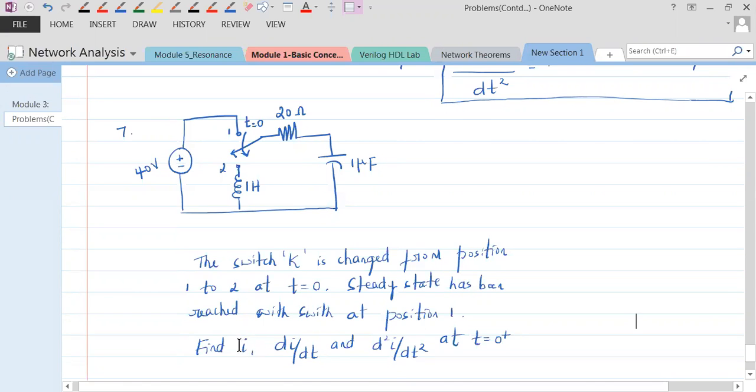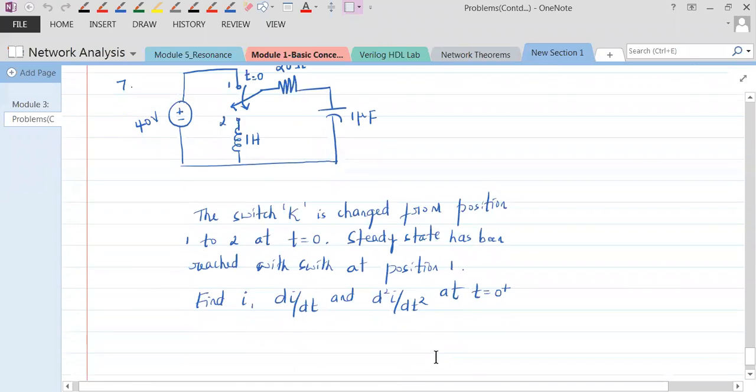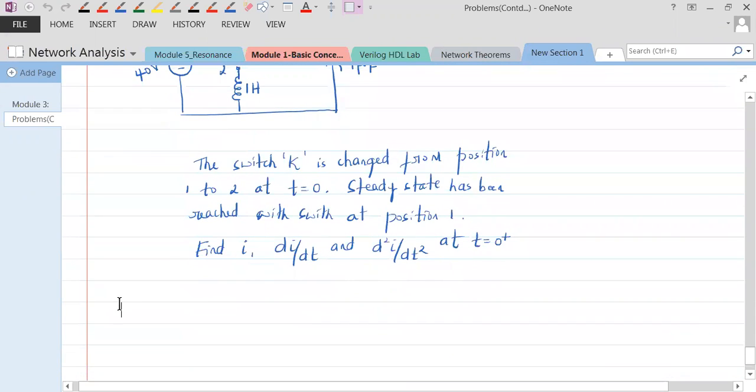To find out I of 0 plus, I need steady state conditions, because if I find out I of 0 minus, I of 0 plus would also be the same. I of 0 minus would be found out in steady state, and the same current would continue at t equal to 0 plus also. So for that purpose, they've given us the steady state condition. Get that point? Once you find out I of 0 plus, we can get into the circuit at t equal to 0 plus to find out the first order and second order differential. Everybody understand that? Okay, so let's go with the solution.